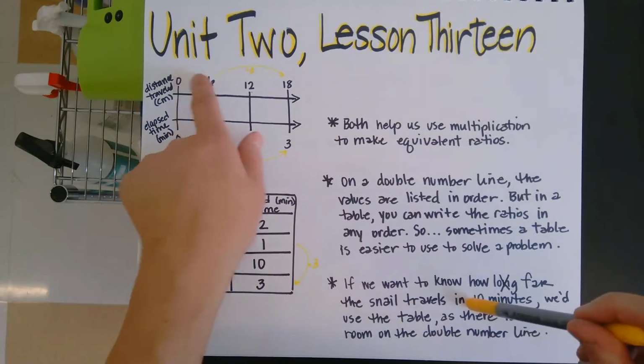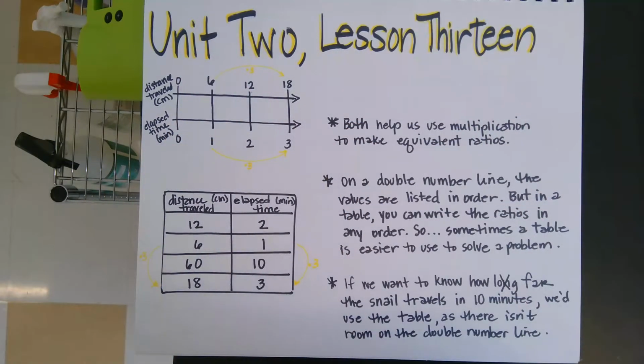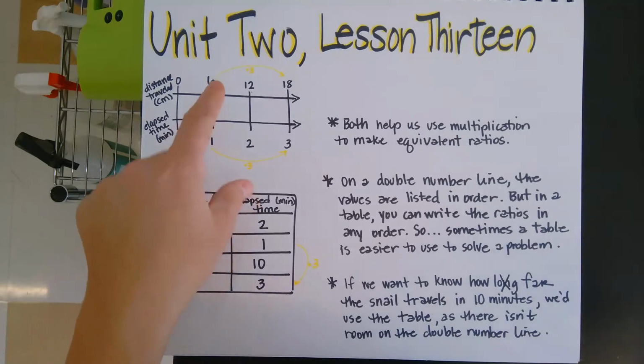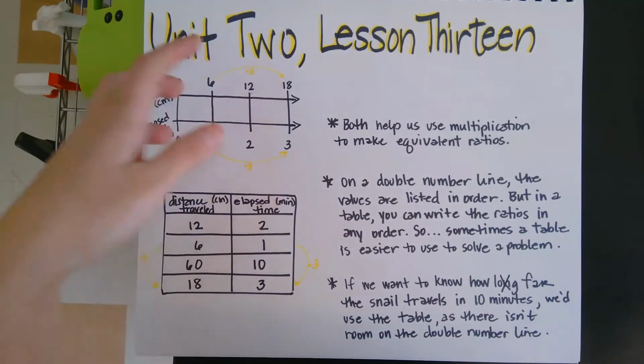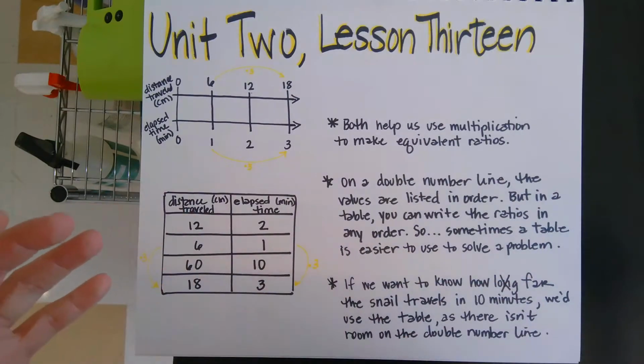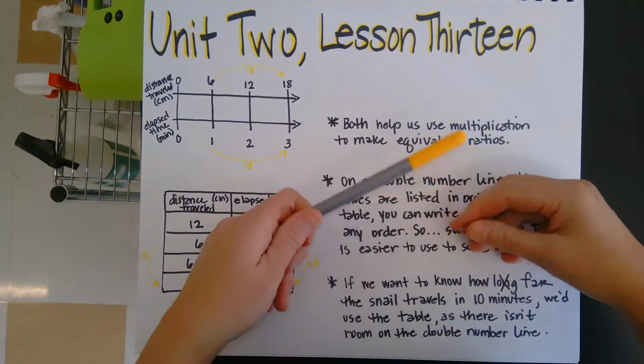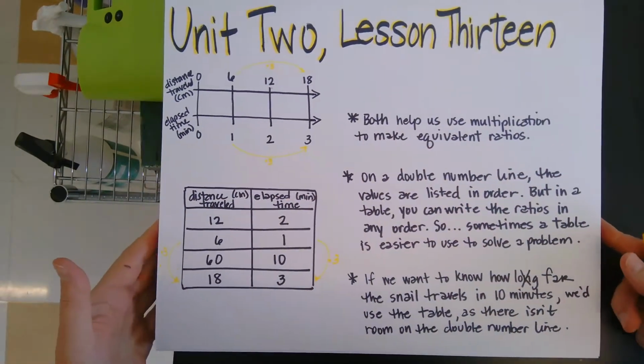I'm going to talk about Unit 2, Lesson 13, mini lesson. And we're going to be looking at tables and double number lines, and we're going to be tying them together so that we can answer some more complicated ratio problems. So let's just compare these.